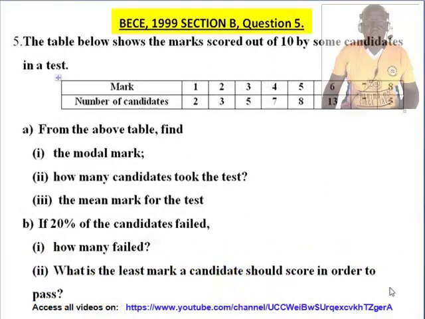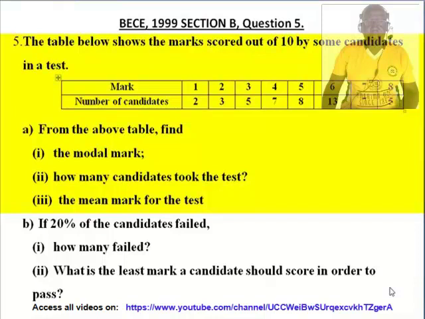BECE, 1999, Section B, Question 5. 5. The table below shows the marks scored out of 10 by some candidates in a test. The marks are 1, 2, 3, 4, 5, 6, 7 and 8, and their corresponding number of candidates are 2, 3, 5, 7, 8, 13, 7 and 5.